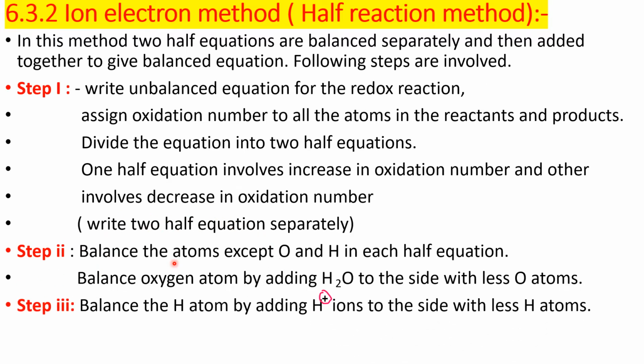Then step number 2: balance the atoms except oxygen and hydrogen in each half reaction. After this, balance the oxygen atoms by adding H2O molecules to the side where fewer oxygen atoms are present. Then step number 3: balance the hydrogen atoms by adding H plus ions to the side where fewer hydrogen atoms are present. Okay. Next step, step number 4.